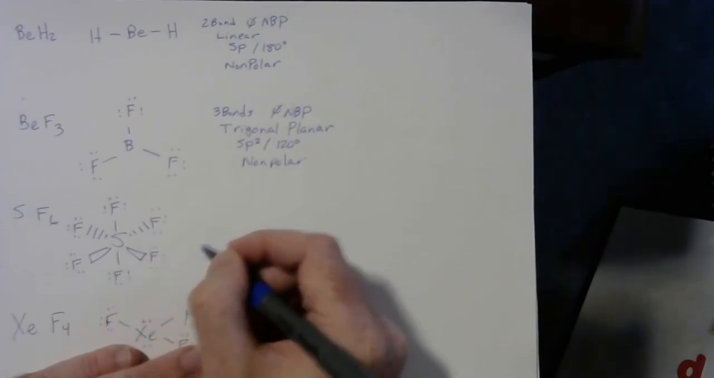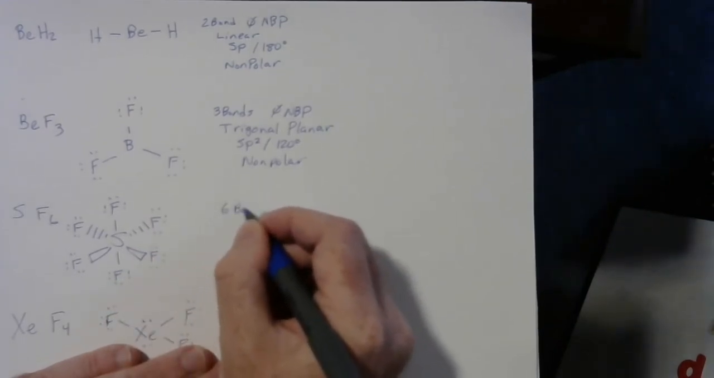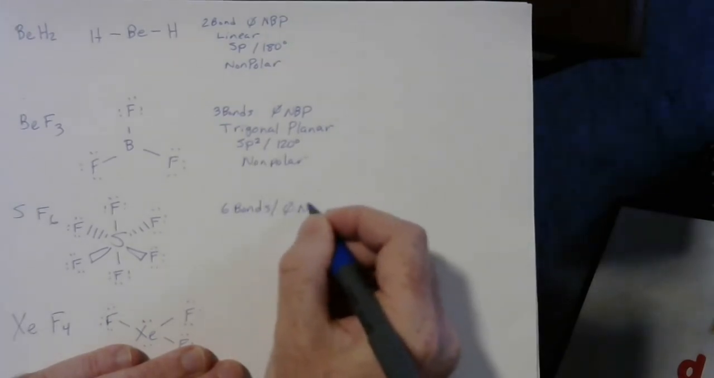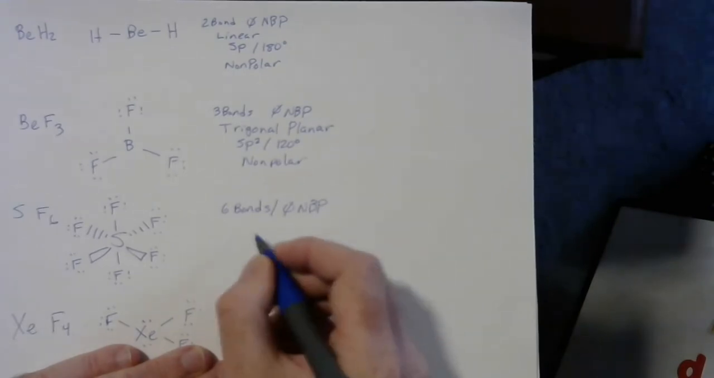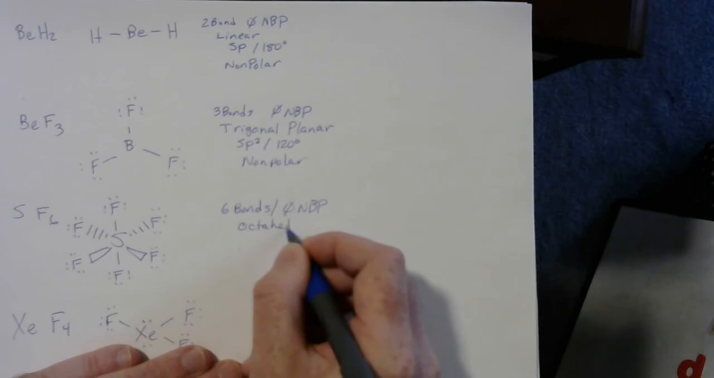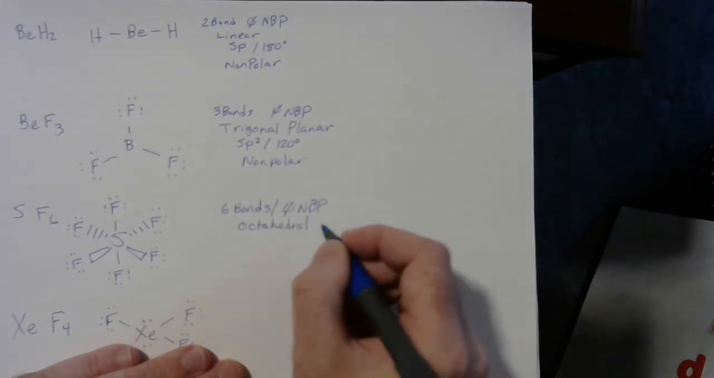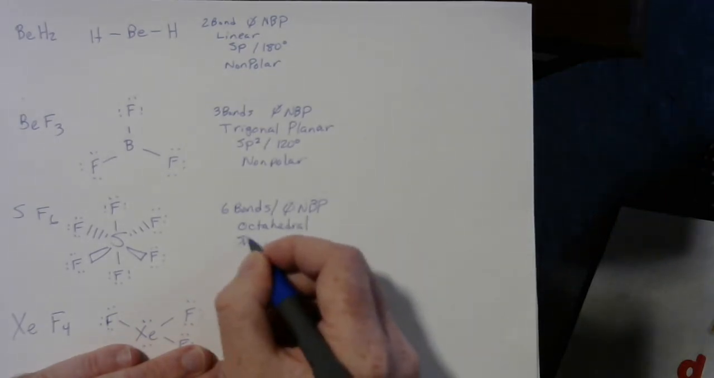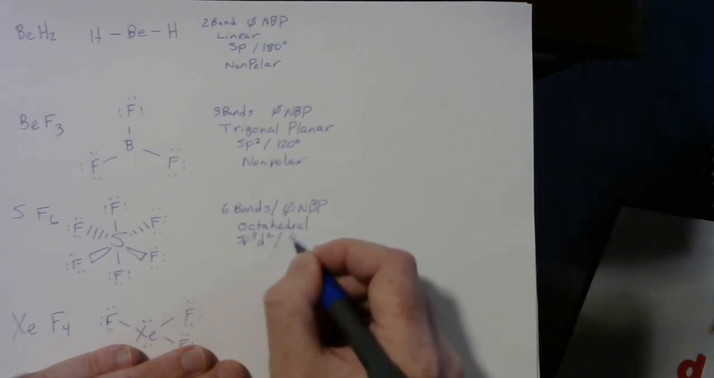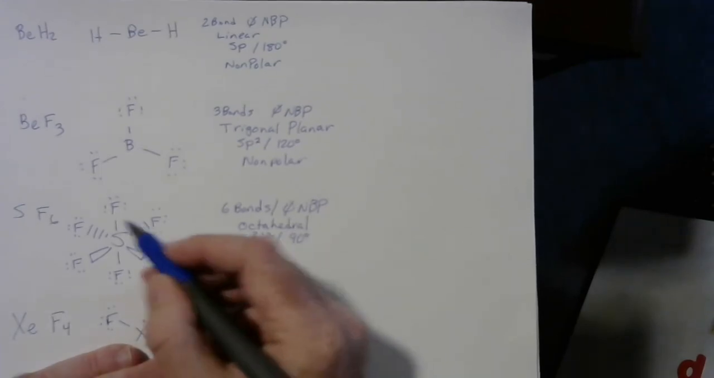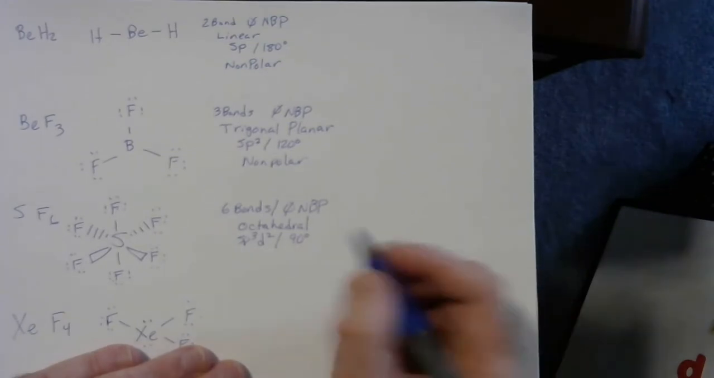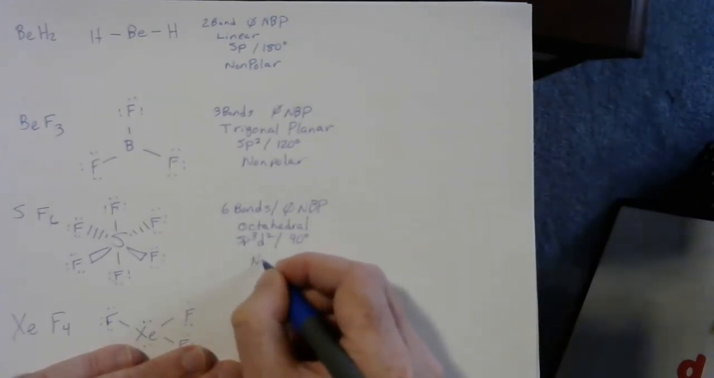SF6, I got 6 bonds, no non-bonding pairs. So that's going to be octahedral, and that's going to be sp3d2. And you're going to have mostly 90-degree bond angles. If you really want to go top to bottom, even though you're not going to get straight there without going through the plane, that would be 180. And this molecule is nonpolar.